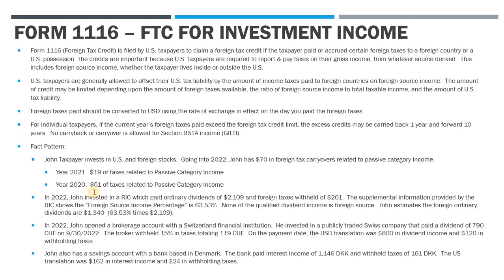So let's start with the carryovers, right? Always important to look at what kind of carryovers we have before we get into the current year stuff. So John invests in a variety of U.S. and foreign stocks, and so going into the 2022 tax year, if we have a look at John's 2021 tax return, we'll see he had $70 in foreign tax carryover from those prior years, and that's all related to passive category income, so interest, dividends, royalties, things like that. So in 2021, the amount of unused tax was $19, and in 2020 was $51.